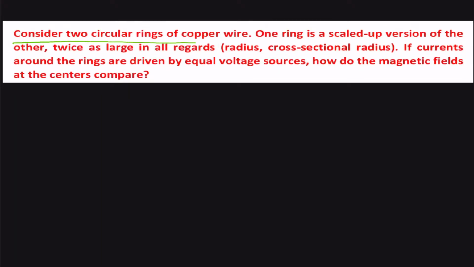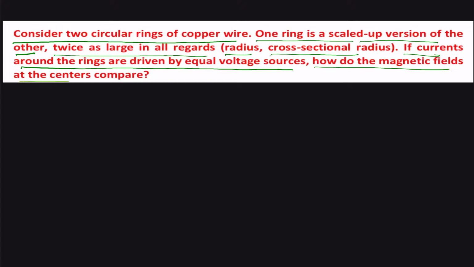Consider two circular rings of copper wire. One ring is a scaled up version of the other, twice as large in all regards: radius, cross-sectional radius. If the currents around the rings are driven by equal voltage sources, how do the magnetic fields at the center compare? So we have to make a comparison between the magnetic field at the center when one ring is the scaled version of the other, and they are driven by the same voltage sources.